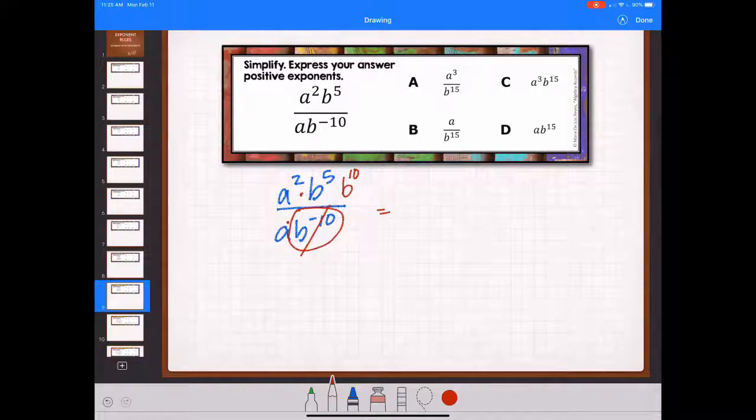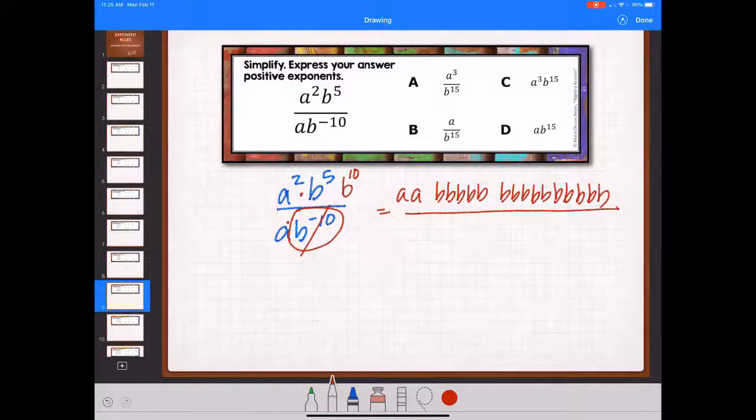Okay, so if we expand it, we would have 2 a's, 5 b's, 10 b's in the numerator, and in the denominator, all we have is just a single a. So this set of a's will cancel, and nothing else can cancel. So then we count up what we have, and so we end up with an a, and all of these b's, that's 15 of them total, so b to the 15th.